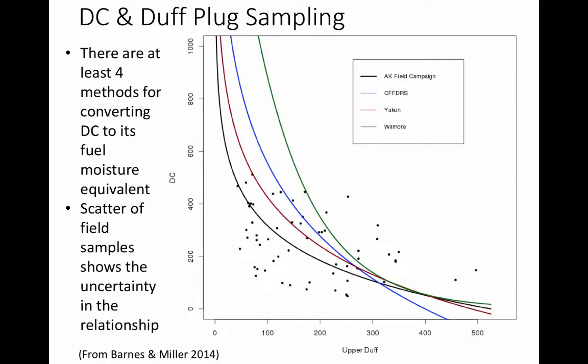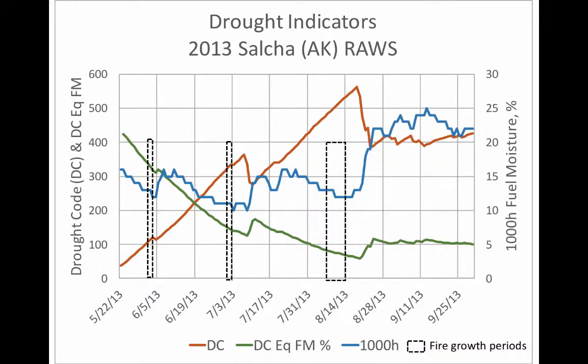Once again, there is a direct conversion from DC to the moisture equivalent for the deep organic soil layer it represents. Notice that there are several conversions suggesting the wide range of seasonality and fuel bed conditions across the northern forests. The black dots in the graph represent field samples of fuel moisture from DUF plugs and the corresponding DC value at the nearest weather recording station. The scatter suggests that weather factors alone may not be able to track or predict fuel moisture at a particular location. Again, converting DC to the equivalent fuel moisture shows its weak relationship to the 1,000-hour fuel moistures produced by NFDRS.